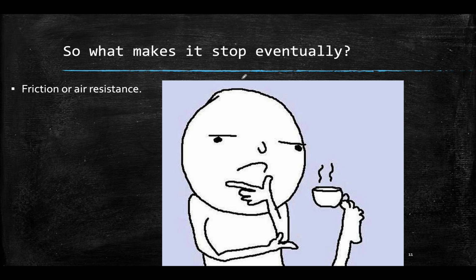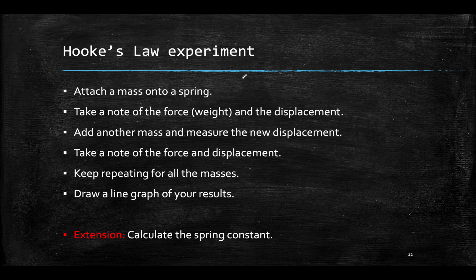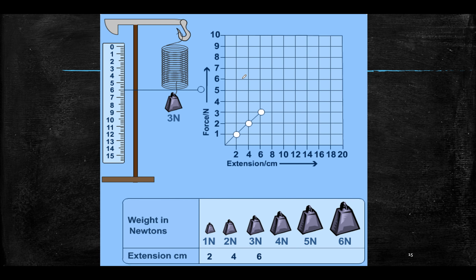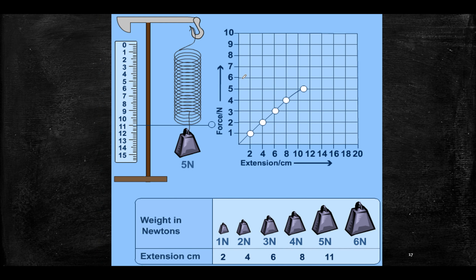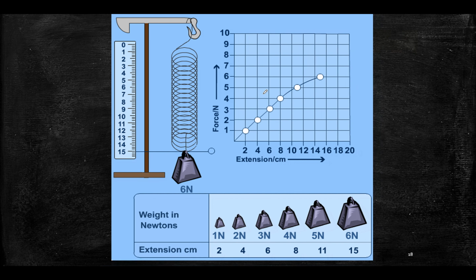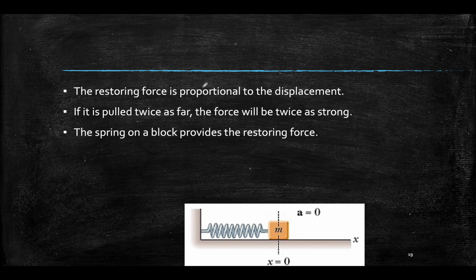So why does it eventually stop when it keeps going? We have friction or we have air resistance. These things will make this stop. You did an experiment on this. If you were to do this, you will see a little graph going up, and eventually it will break. The spring will stop working. It'll go beyond its limit, beyond its elastic limit. This is when it will stop obeying Hooke's law, and you cannot do any more calculations. It will not return back to its center place again. So this is beyond the limit of elasticity.